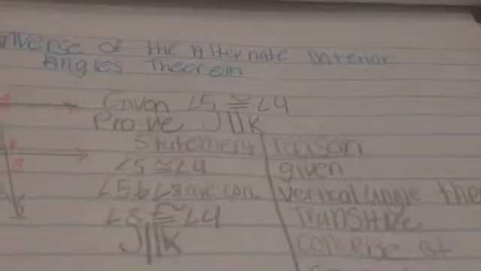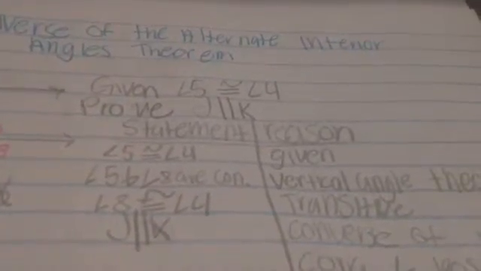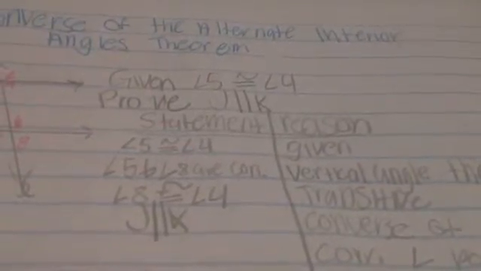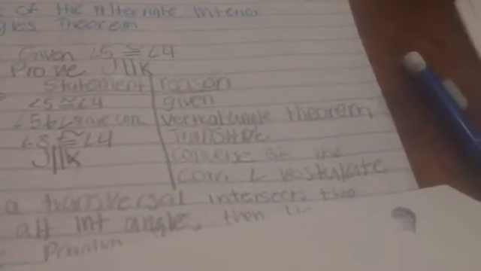For this one, I did a proof. What's given is that angle 5 is congruent to angle 4, and we need to prove that lines J and K are parallel. We start with angle 5 and angle 4 being congruent, which is given. Then angle 5 and angle 8 are congruent by the vertical angles theorem. Angle 8 and angle 4 are congruent by the transitive property. Then we know that J and K are parallel by the converse of the corresponding angle postulate. Therefore, if a transversal intersects two lines forming congruent alternate interior angles, then the two lines are parallel.